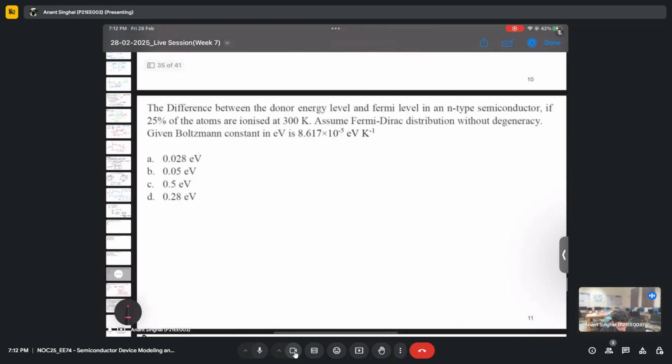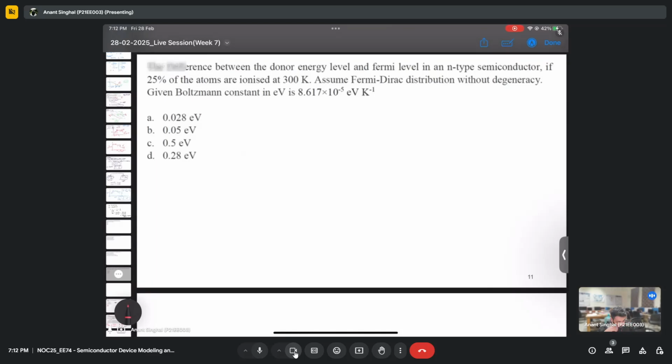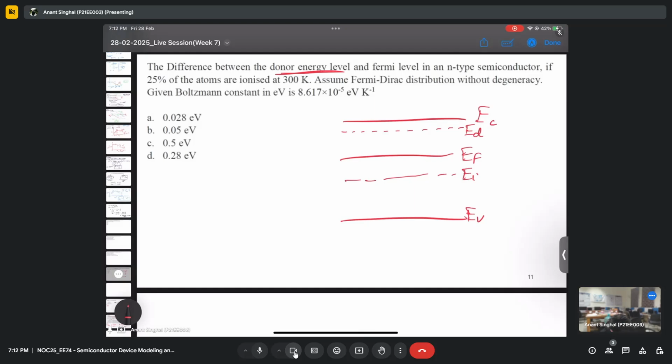So yeah, let's do this. This is also a good question. It says the difference between the donor energy level. The donor energy level comes when we have a very high level of degeneracy. So let's say this is EC, and we have thousands of donor levels, but this is ED, which is the donor level. And for the type of semiconductor we have EF, this is EI, and this is EV. It says the difference between the donor energy and the Fermi level if 20% of the atoms are ionized. So this is ED minus EF, which is what it is asking to calculate.